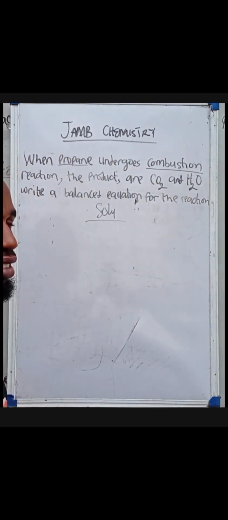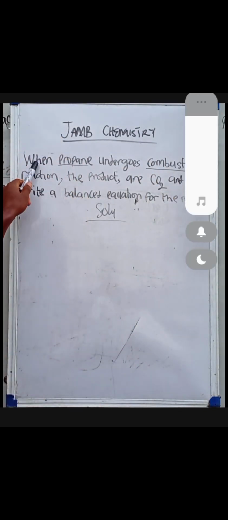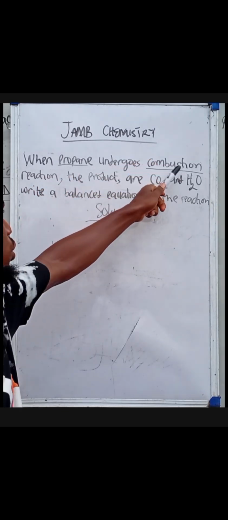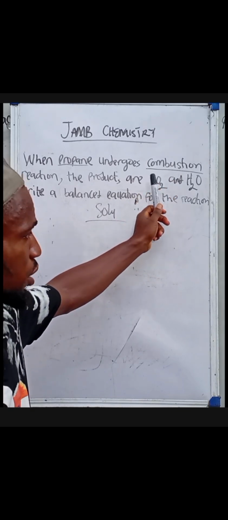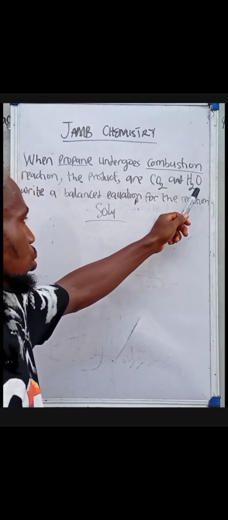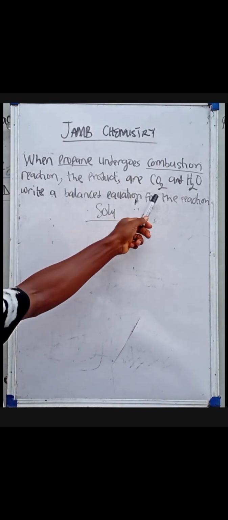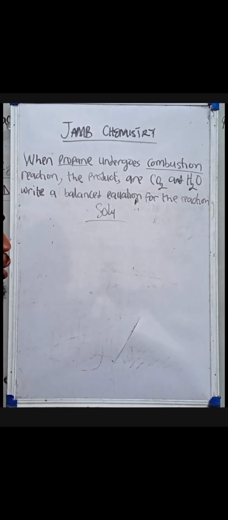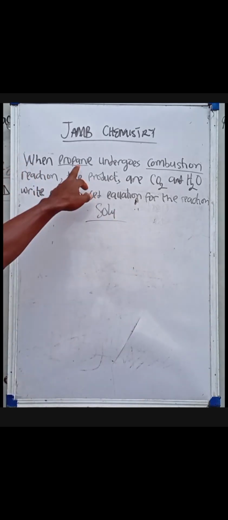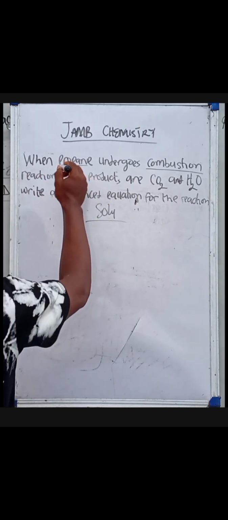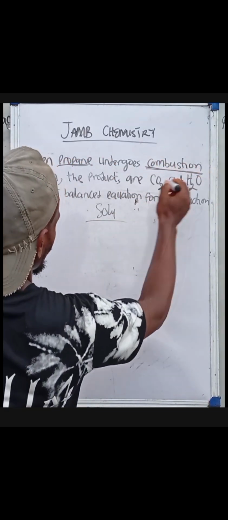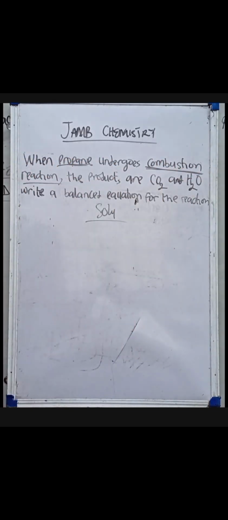So let's go. The question given to us says that when propane undergoes combustion reaction, the products are carbon dioxide, which is CO2, and H2O. Write a balanced equation for the reaction. Where most students will find it difficult in answering such a question is when they don't know what propane is and what a combustion reaction is.